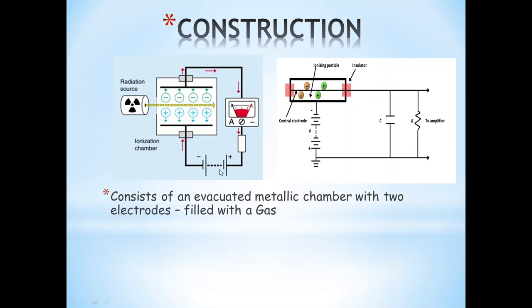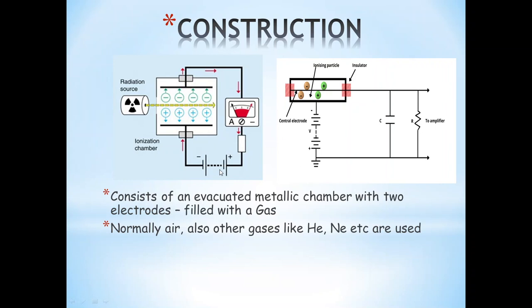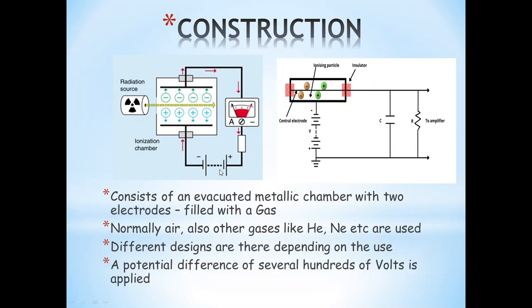It consists of an evacuated metallic chamber with two electrodes, filled with a gas, normally air. Other gases like helium, neon, etc. are also used. Helium and neon are inert gases. We don't want any corrosion inside the chamber, so we use inert gases which are very less reactive, or have zero reactivity. Different designs are there depending on the use. As I told you, a potential difference of several hundreds of volts is applied between the two electrodes.